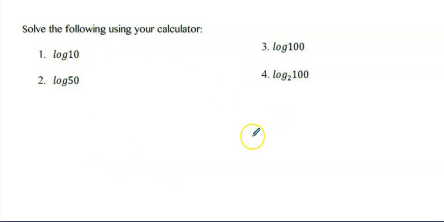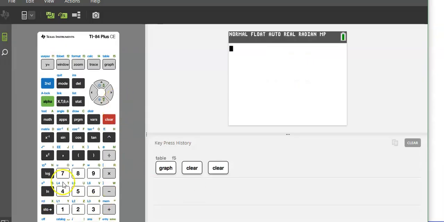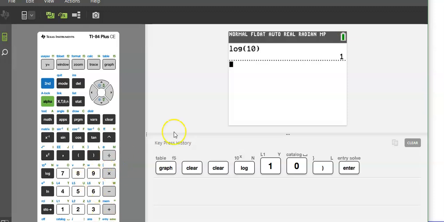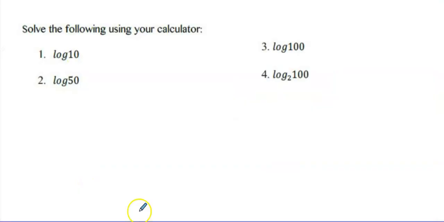So if you look on your notes, we have 4 problems that say solve the following using your calculator. Where it says log 10, that means log base 10 of 10. So 10 to the what power equals 10? It should end up being 1. Let's check. On your calculator, you enter the log button and then the number, and close your parentheses. Get used to just closing your parentheses because there will be times where you'll need to do that. Then hit enter and it'll give you the answer, which is 1 on this one, of course, because 10 to the first power is 10.